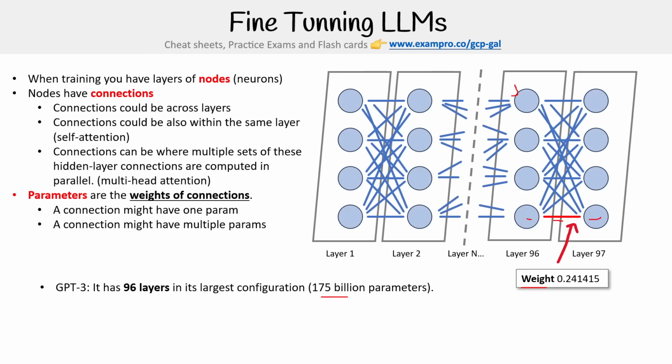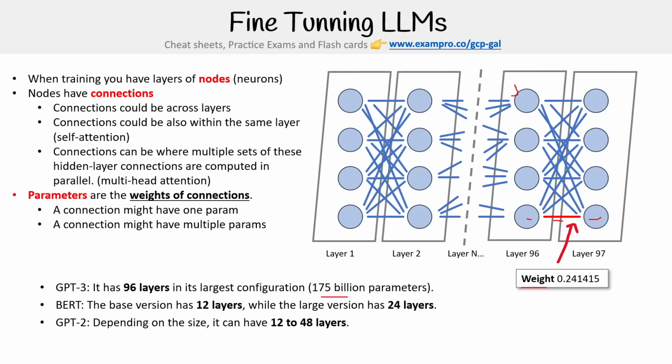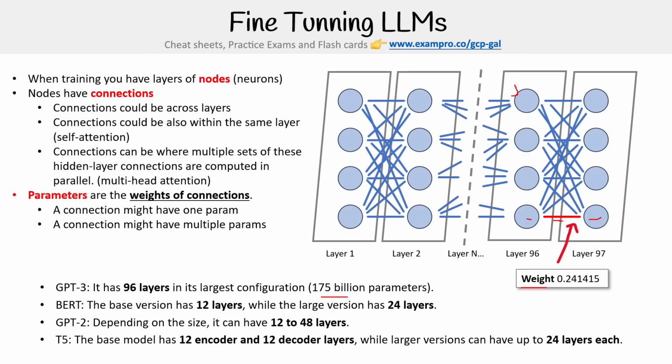And then we have BERT. BERT has 12 layers or up to 24 layers. BERT is still useful. It's a much simpler transformer that we can utilize. We have GPT-2, which has between 12 to 48 layers, so the same or more as BERT. Then you have Google's T5, which has 12 encoder and 12 decoder layers, or up to 24 layers there.